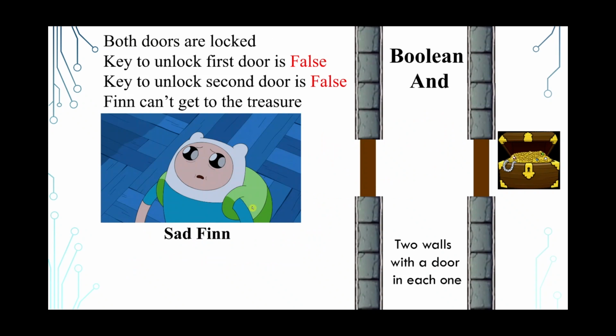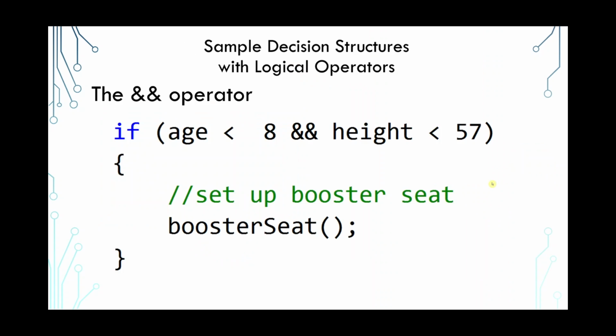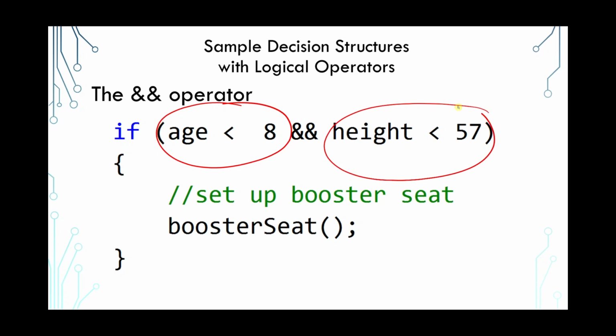The Boolean and, it's like if you have two walls with a door in each one. You have to have them both open for Finn to go to the treasure. Right? To get to the treasure. So, again, here it is in actual code. If the age is less than 8, and the height is less than 57 inches, then the toddler or the child gets to use the booster seat.